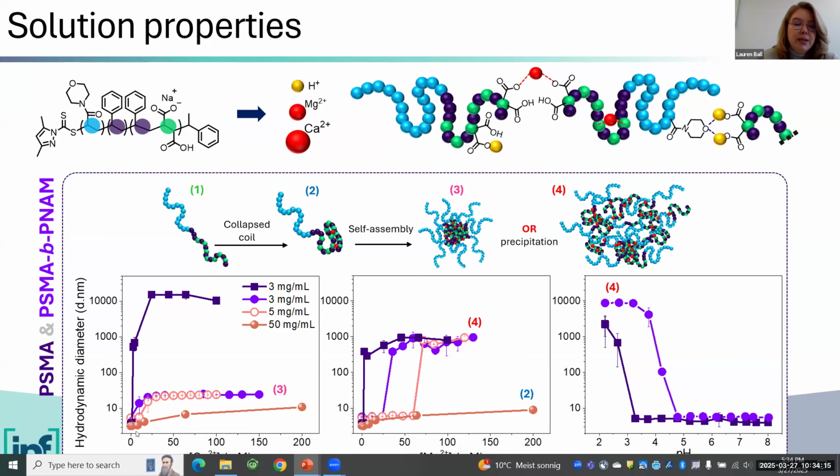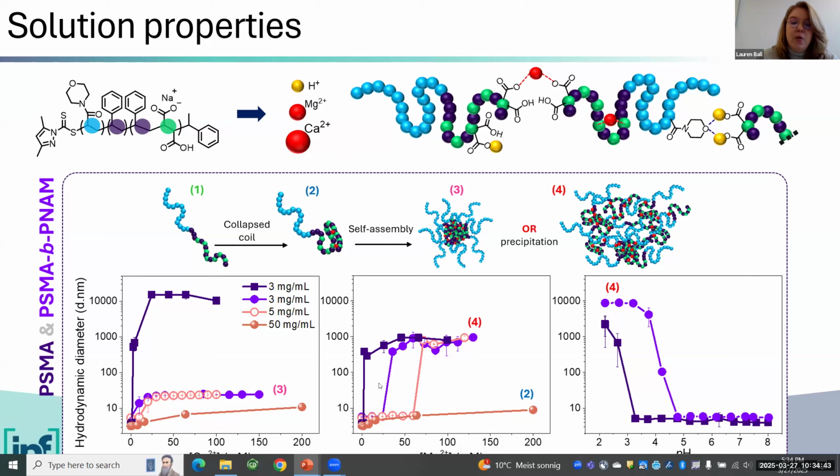But the block copolymers, at 3 milligrams per mL, you can see as you start increasing the calcium, it essentially increases slightly in hydrodynamic diameter, which is self-assembly into micelles, and increasing to 50 milligrams per mL increases this tolerance way more. And you can see up to 200 millimolar, you essentially still have your copolymer in solution. For magnesium, for 50 milligrams per mL of polymer, we saw very good tolerance.